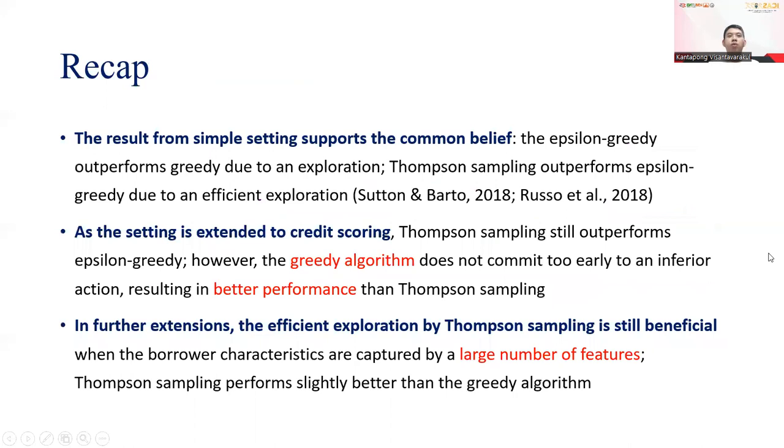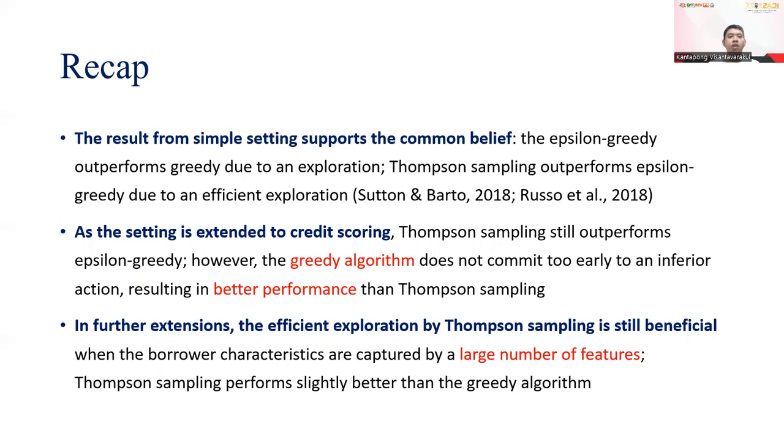So, the recap: the result from the simple setting supports the common belief. Because we can see that the algorithm with exploration, which is the epsilon greedy, outperforms the greedy, and Thompson sampling, which is the efficient exploration, outperforms the epsilon greedy. However, as the setting is extended to credit scoring, because we introduce two changes, Thompson sampling still outperforms the epsilon greedy. However, the greedy algorithm does not commit too early to an inferior action, and this results in better performance than Thompson sampling.